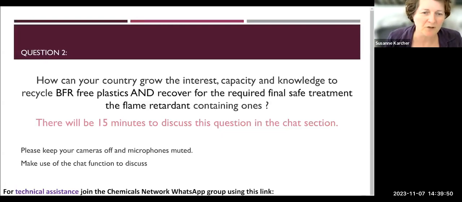So please, I want you to start dwelling on this: how can we achieve both more interest in recycling the plastics that are not treated, and how and where can we start recovering finances, or find a fund, to deal with the final safe treatment of what we need to treat.